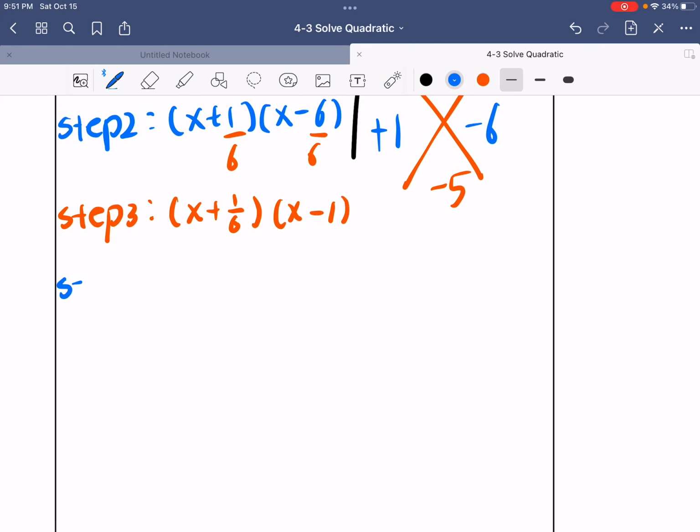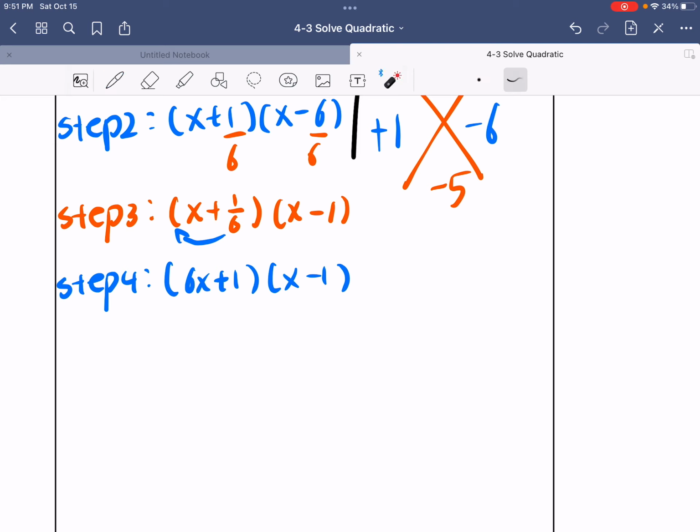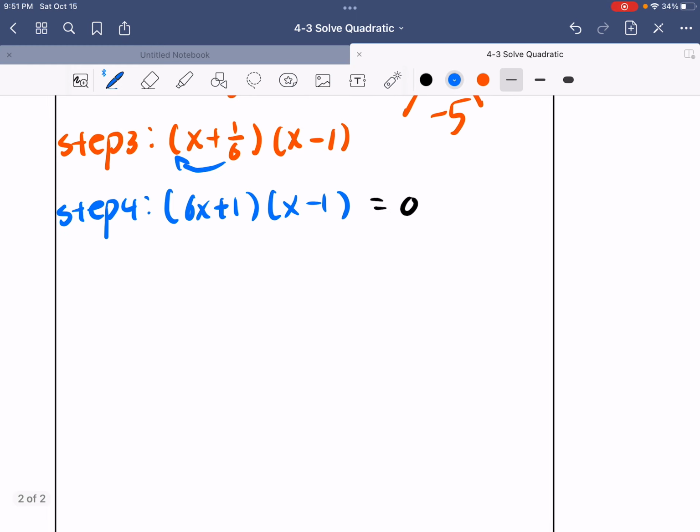So step 4 is going to be what? Slide the denominator in front of x, and that's it. For the 1, I don't have to do anything because I don't have any denominator. So this one is equal to 0. Then how can you solve for x? Simple. You just set each factor equal to 0 as usual and solve for it.